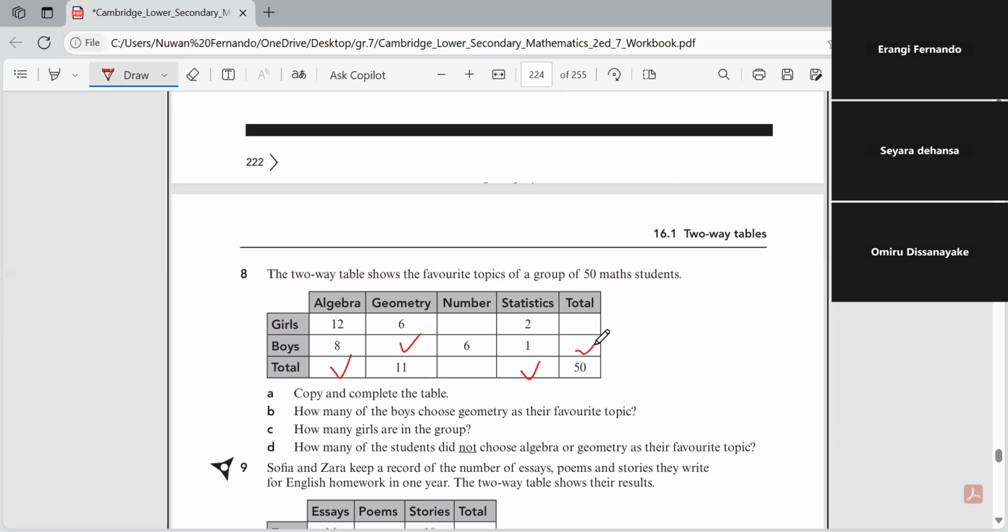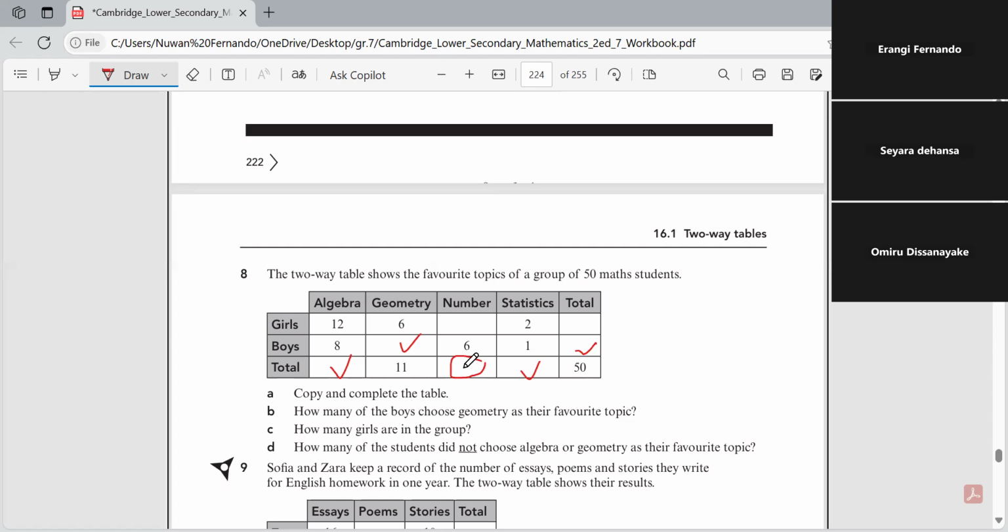Then add 12 and 6, and then minus 2. No, you need to have the total to do that. So, we can take the number total. What is the number total? How to get the number total? You can get all these values. These three totals, you need to subtract by 50. You will get the answer. What should be the answer there?